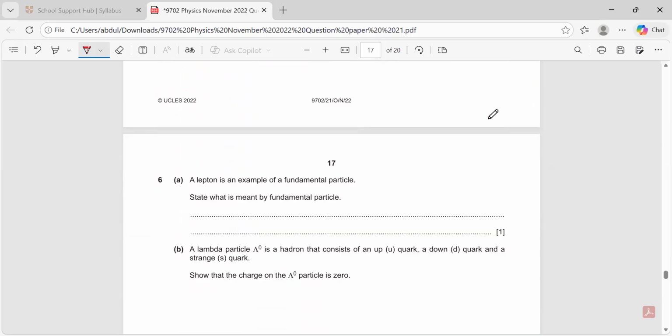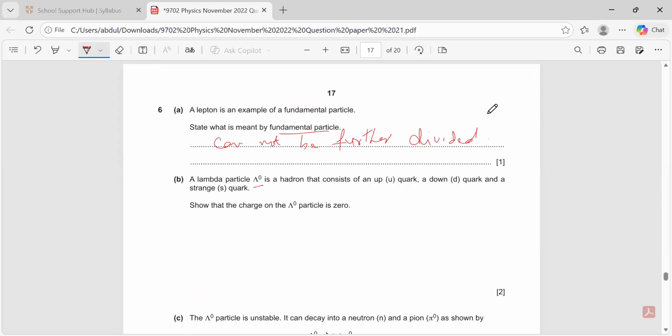They are asking, what is meant by the fundamental particle? Means simply cannot be further divided. Very basic definition. Now, a lambda particle, we did not study it, but they told us the name, no problem, is a hadron and consists of an up quark, a down quark, and a strange quark. Show that the charge on lambda is 0.